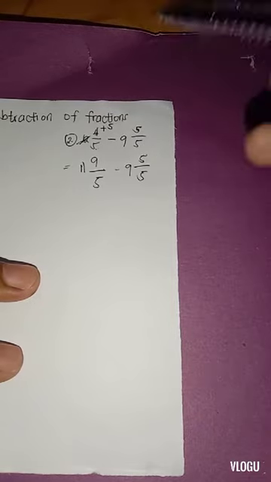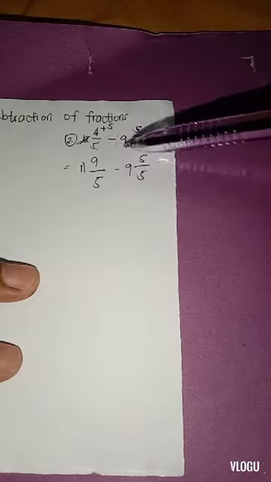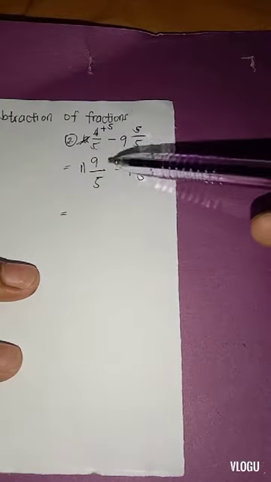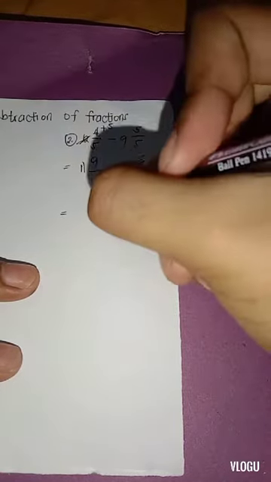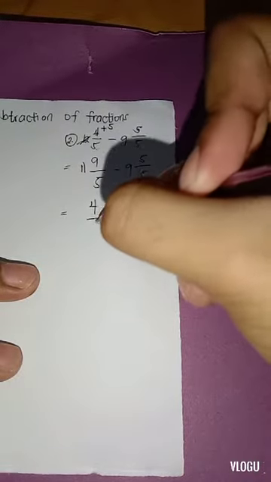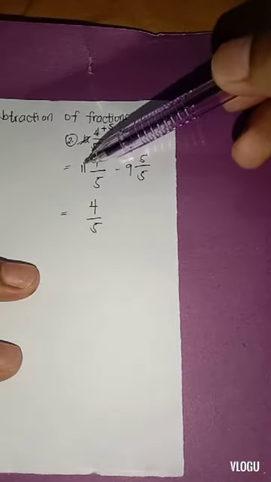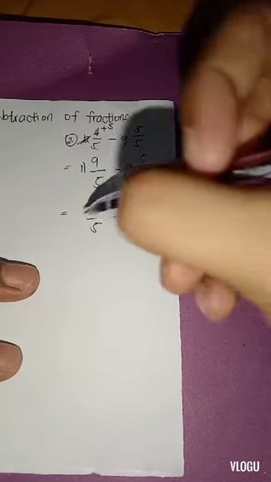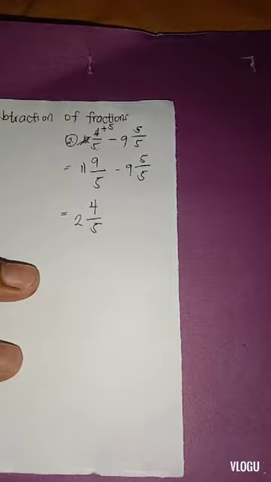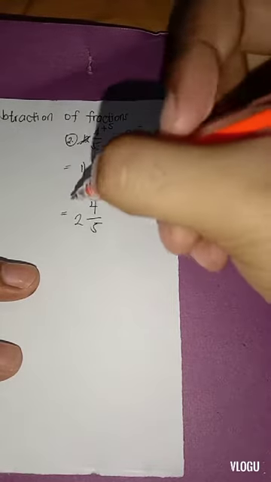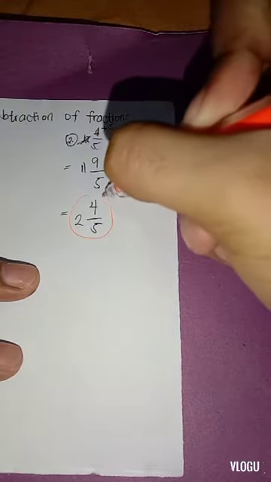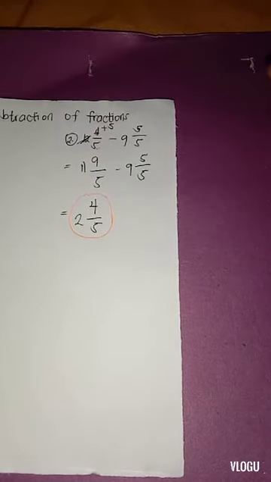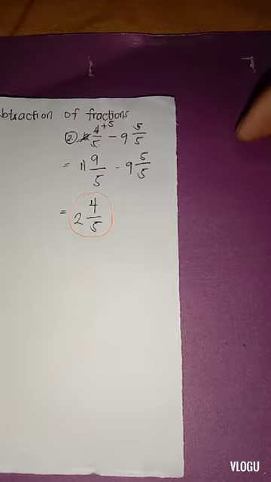So therefore you can subtract since the numerator is now bigger. So 9 minus 5, we have 4. So copy the denominator 5, and then 11 minus 9 is equal to 2. So therefore our final answer here is 2 and 4/5. So that is how simple it is to subtract fractions. So this is a similar fraction.